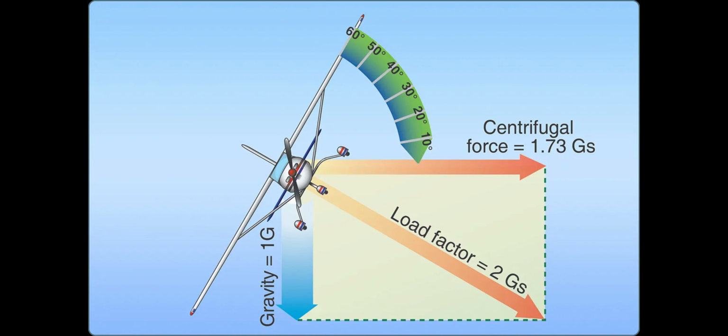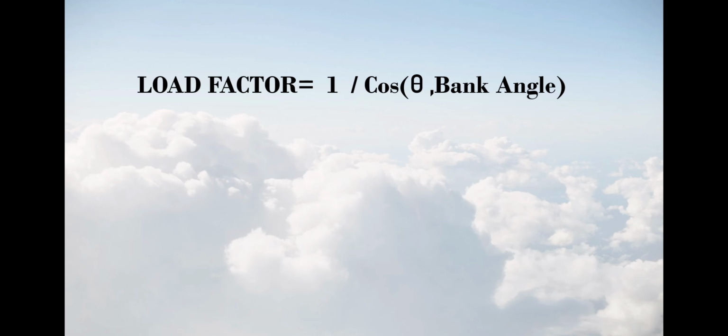Mathematical calculation of load factor. The redistribution of lift increases the load factor. For example, in a 60-degree banked turn, the load factor doubles to 2g. The wings must produce twice the lift to maintain altitude, doubling the stress on the aircraft's structure and increasing stall speed. Load factor equals 1 by cosine of bank angle.